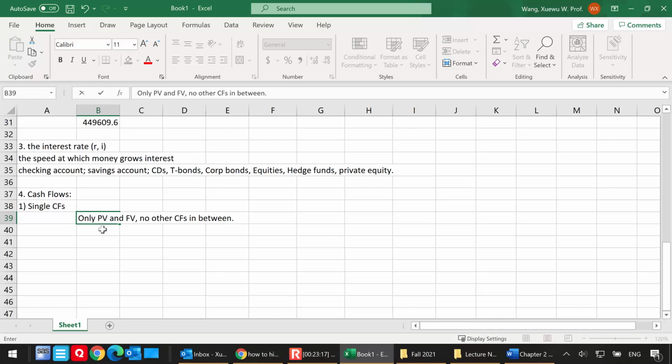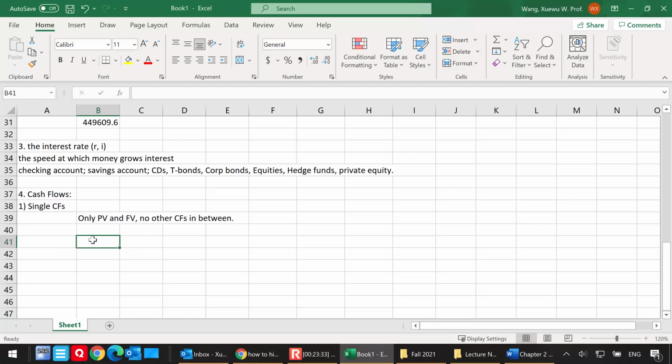So this is the case for single cash flows. As I said, you make a deposit and you want to restore your deposit after, let's say, 5 years. That would be a case of single cash flows.